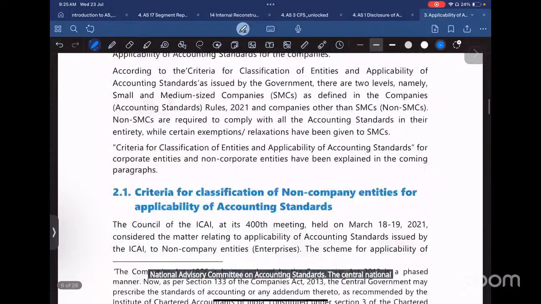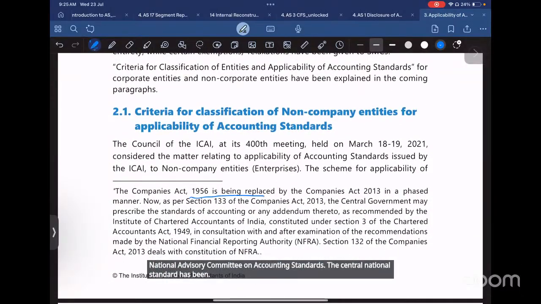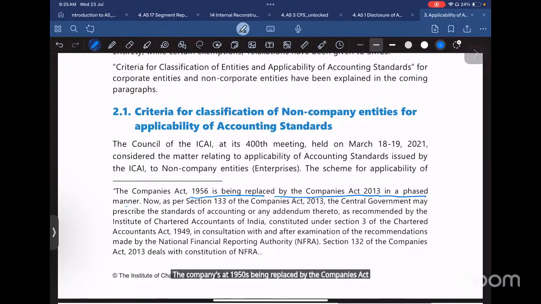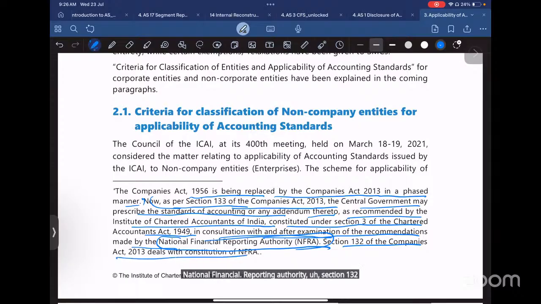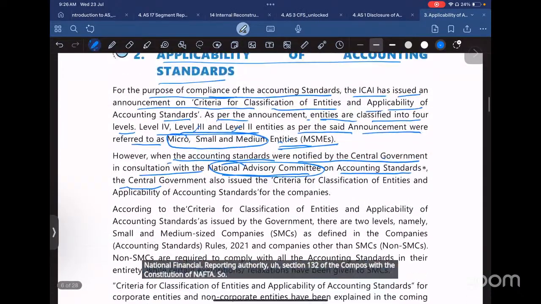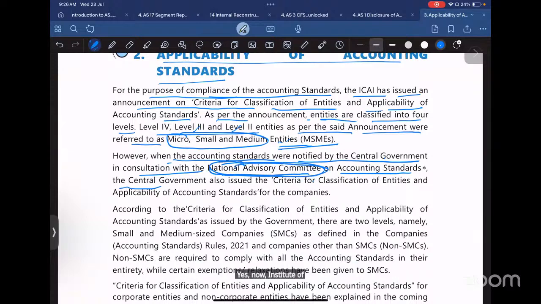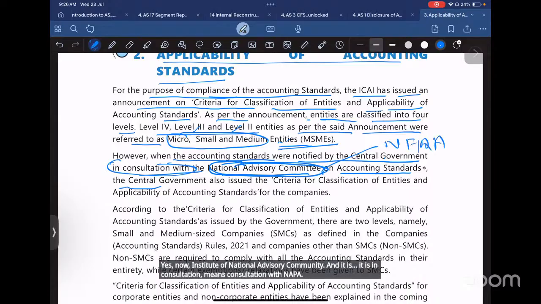the Companies Act 1956 is being replaced by the Companies Act 2013. Now, as per Section 133 of the Companies Act 2013, the central government may prescribe the standards of accounting or any addendum thereto as recommended by the Institute of Chartered Accountants of India constituted under Section 3 of the Chartered Accountants Act 1949, in consultation with and after examination of the recommendations made by the National Financial Reporting Authority. Section 132 of the Companies Act deals with the constitution of NFRA. So now, instead of the National Advisory Committee, it is in consultation with NFRA.